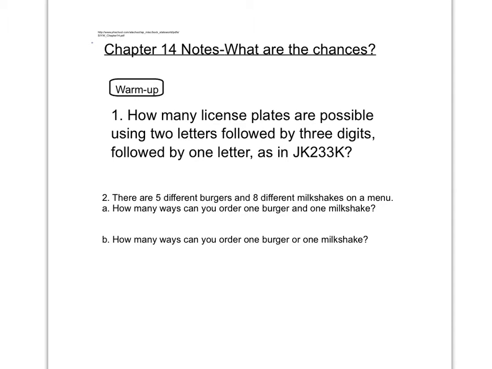All right, so you should have had that you have 26 options for the first letter, 26 for the next, and then you have 3 digits, so that's 10 cubed. So it comes out to be 676,000 options. Whew, craziness.